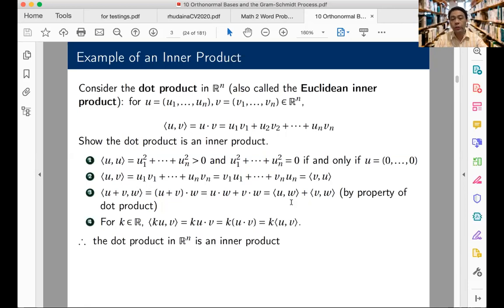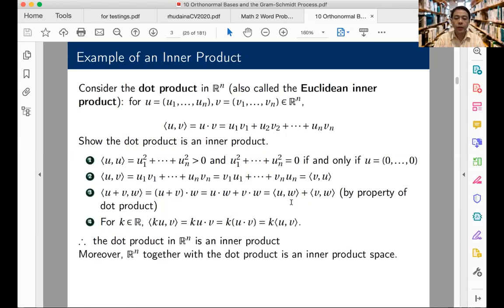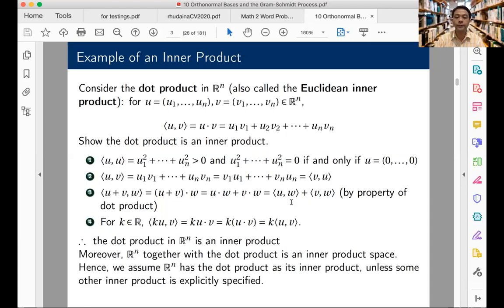So since all conditions for an inner product are satisfied by the dot product, we conclude that the dot product in Rn is an inner product. Now, from henceforth, we can say that Rn together with the dot product is an inner product space. In fact, whenever we mention Rn as an inner product space, we consider the dot product as its inner product, unless we explicitly specify another inner product.